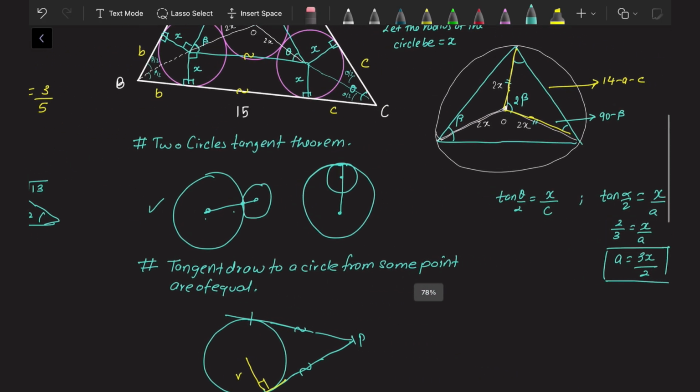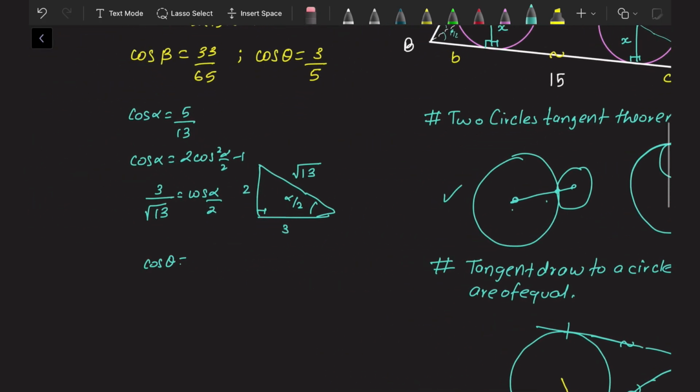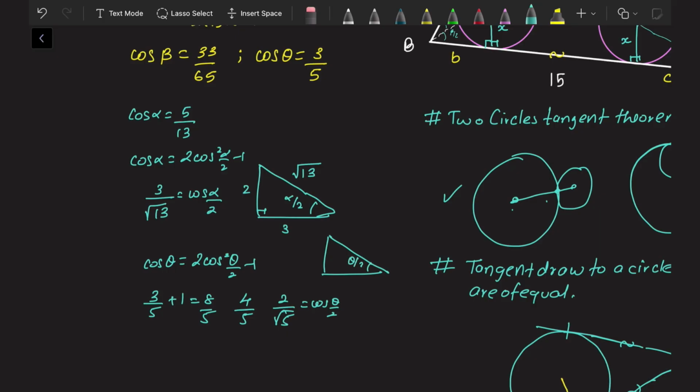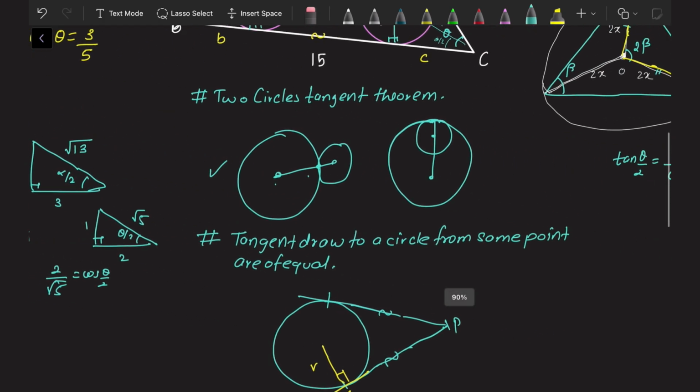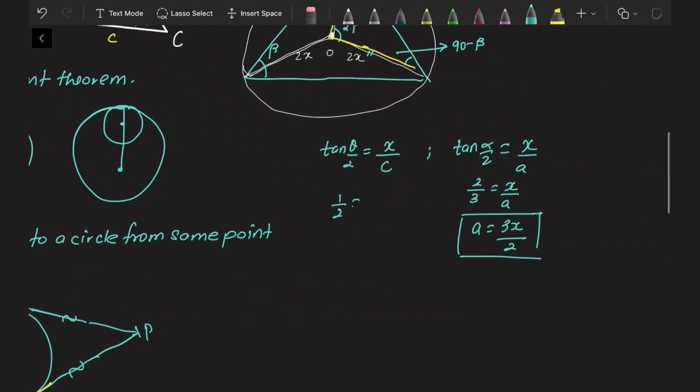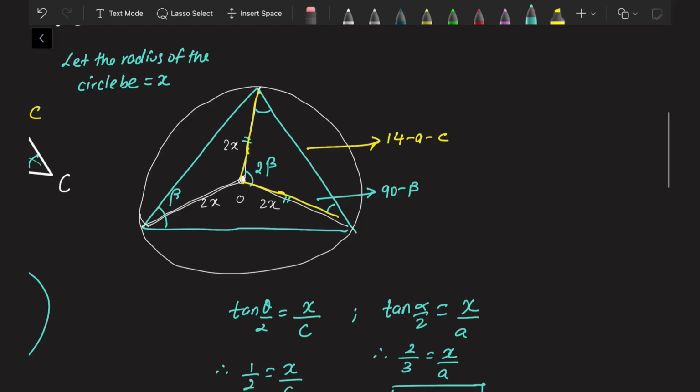Now what we need is theta by 2. Okay. So we already have the value of cos theta. So cos theta is 2 times cos square theta by 2 minus 1. So 3 by 5 plus 1 will result in 8 by 5. Division by 2 will give me 4 by 5. The square root will give me 2 upon square root of 5. This is the value of cos theta by 2. Means we have a right angle triangle containing an angle theta by 2. The base is 2, the hypotenuse is root 5, means the height will turn out to be 1. Hence the value of tan theta by 2 is 1 by 2. So 1 by 2 is equal to x by c, and therefore the value of c will turn out to be 2x. Nice.